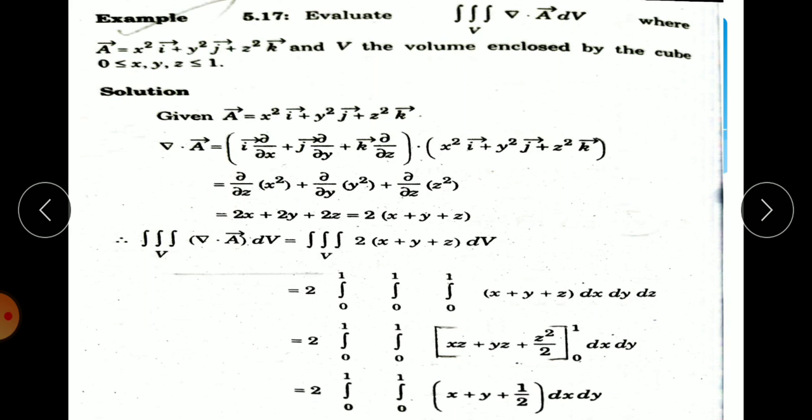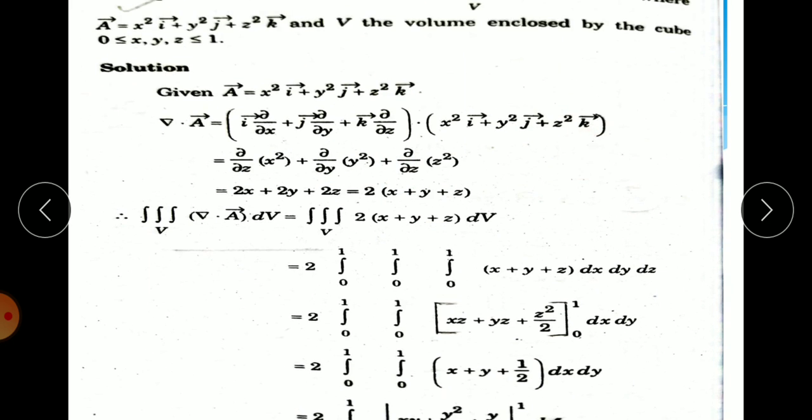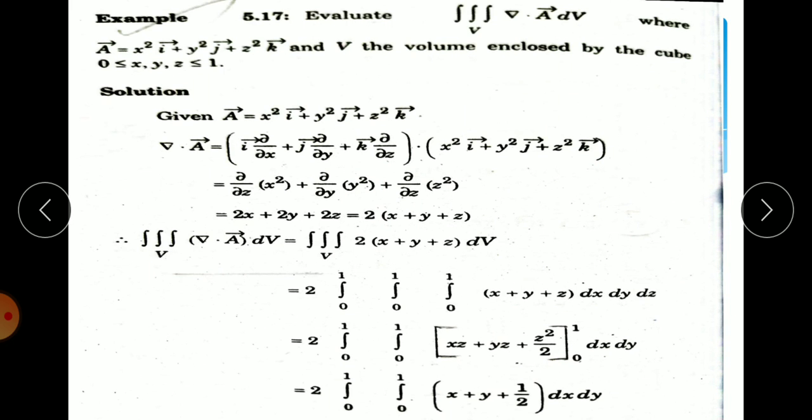So del dot A vector, we know the del formula is i vector into dou by dou x plus j vector into dou by dou y plus k vector into dou by dou z. A vector they have given us. So dou by dou x of x squared plus dou by dou y of y squared plus dou by dou z of z squared. So 2x plus 2y plus 2z will come. If you take 2 outside, then x plus y plus z will come.